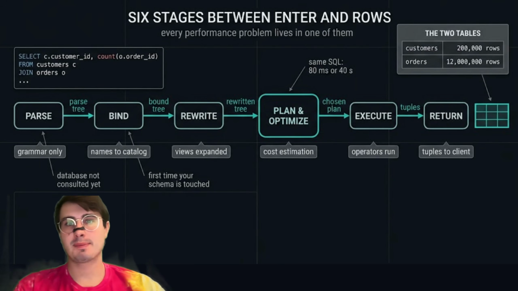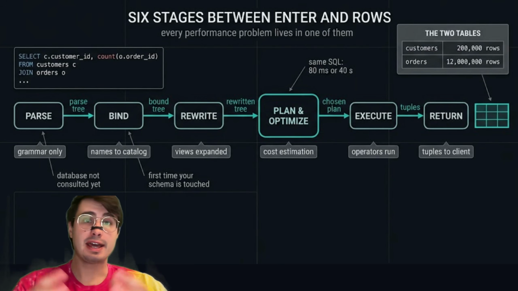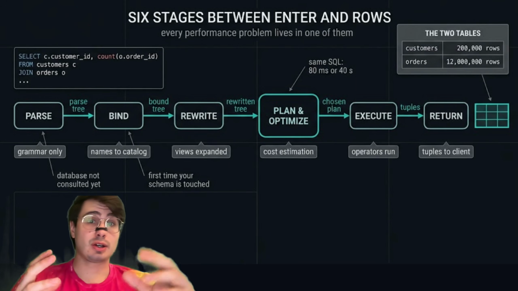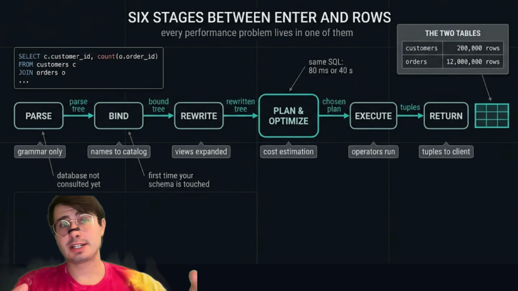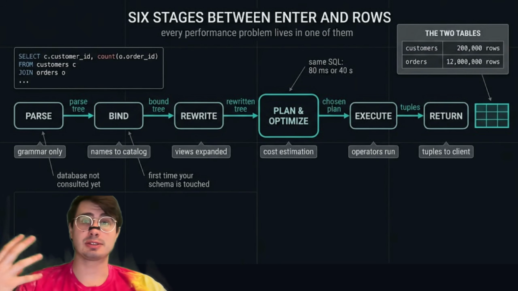So I'm going to walk the entire path your SQL query takes. And then I'm going to show you how you know which stage something is slow in. So next time something's slow, how do you identify which stage it actually broke in?